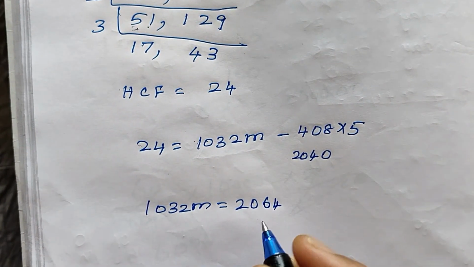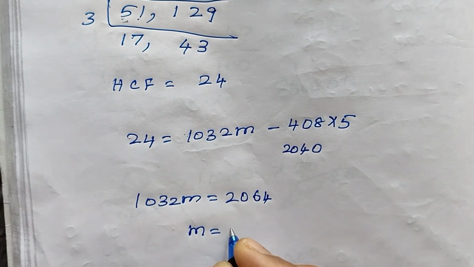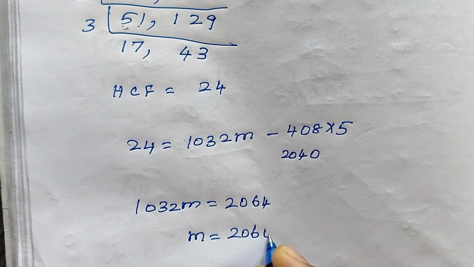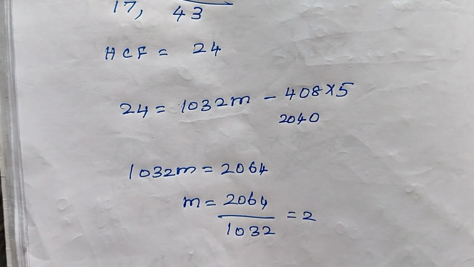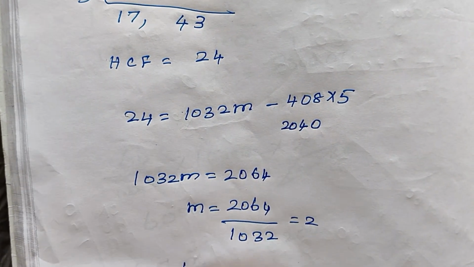2064. So what is m? M equal to 2064 divided by 1032. It is equal to 2. So what is the value of m? M equal to 2.